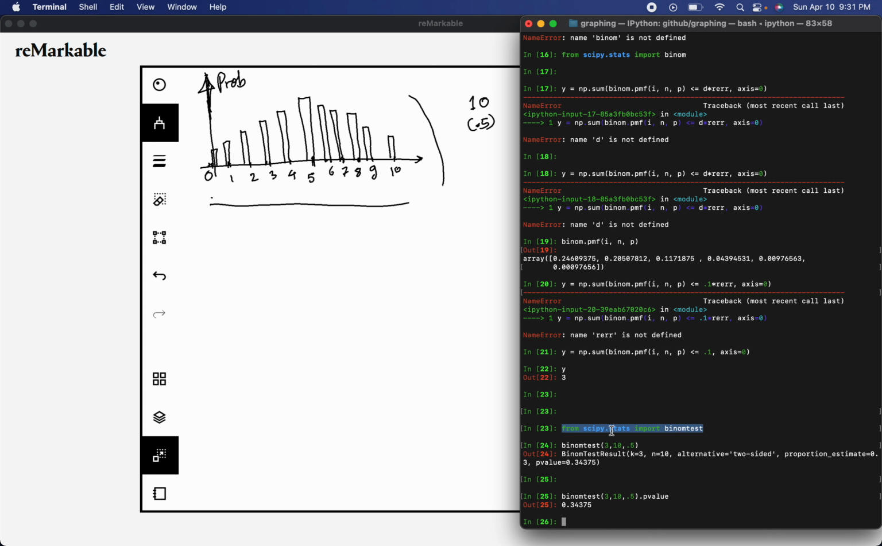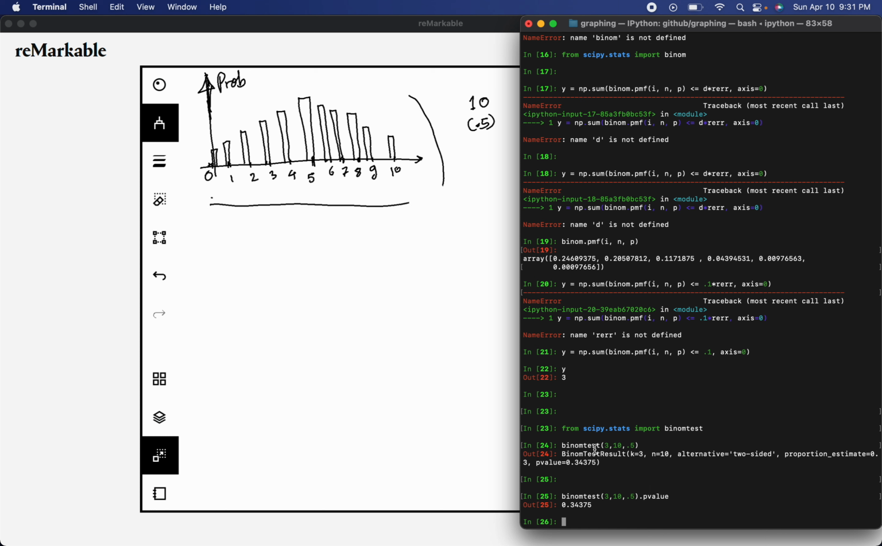So from scipy.stats import binom test, and then it has 3 parameters: the number of heads you saw, the number of tosses, right? So you tossed the coin 10 times, and then the probability under your hypothesis, right? Sometimes that's called the null hypothesis. So in this case I took 0.5.